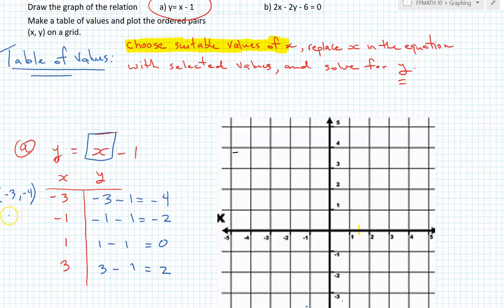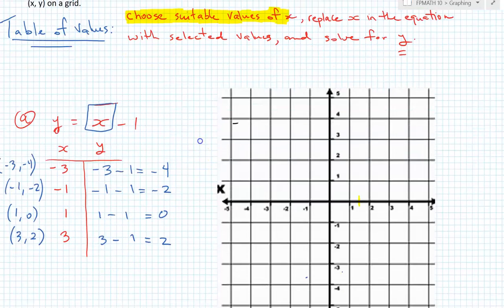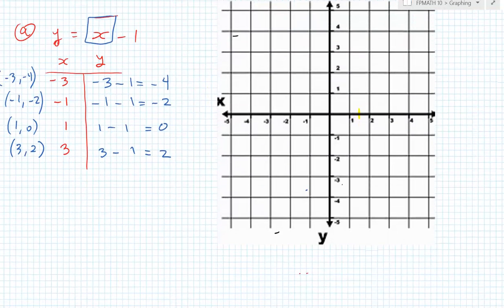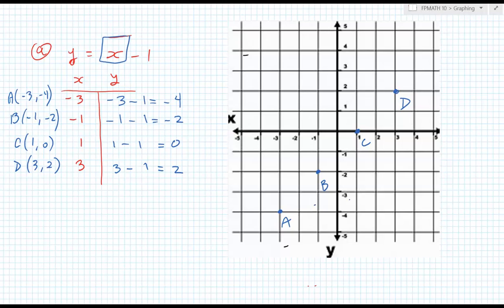Each one of these, we're going to write down as an ordered pair, as simple as that. And these are your coordinates that you are going to plot. All right, so let's go ahead and plot these coordinates very nicely on the grid. When you plot these coordinates A, B, C, and D right here, that's what you should get.